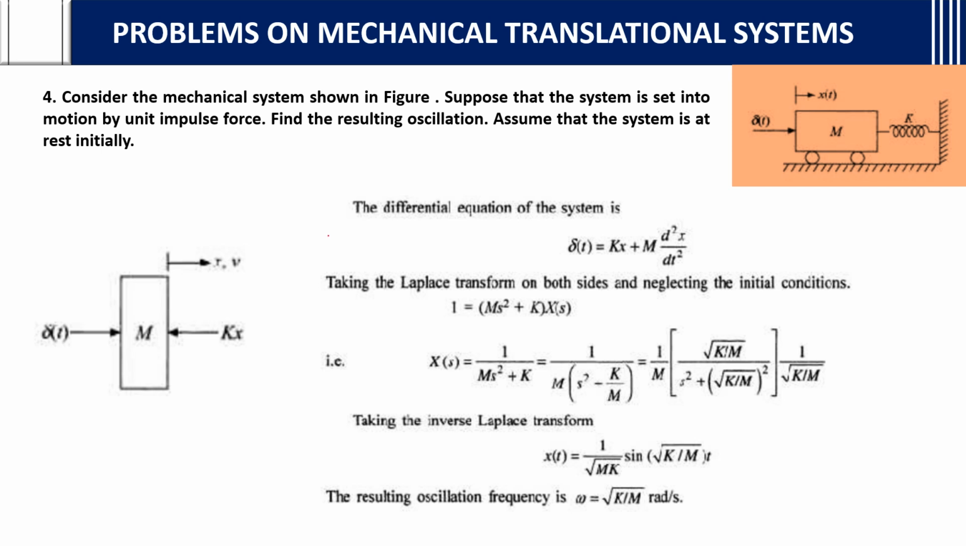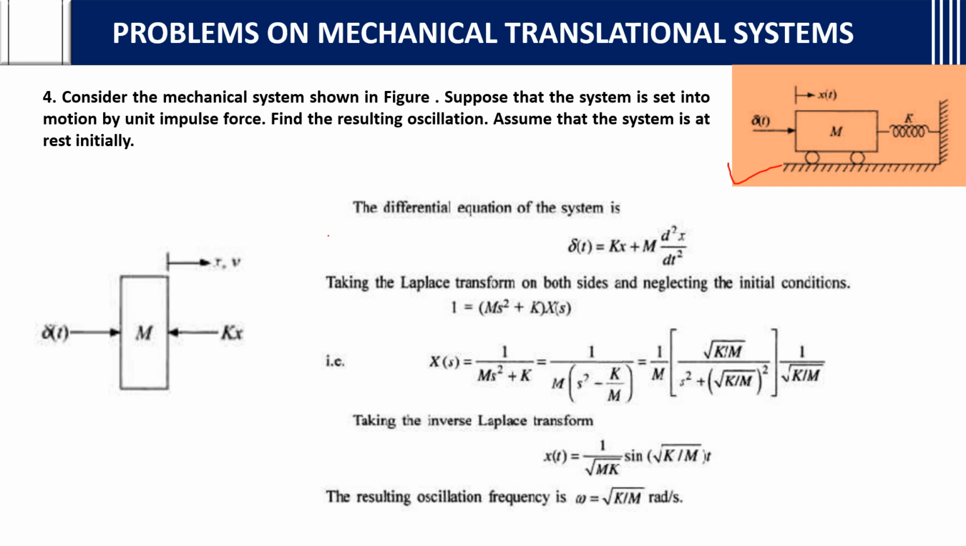The next question: consider the mechanical system shown in the figure. Suppose that the system is set into motion by a unit impulse force. Find the resultant oscillation, assuming that the system is at rest initially. What are they asking? A mechanical system is given. Suppose the system is set into motion by an impulse force, they are asking for the resulting oscillation.